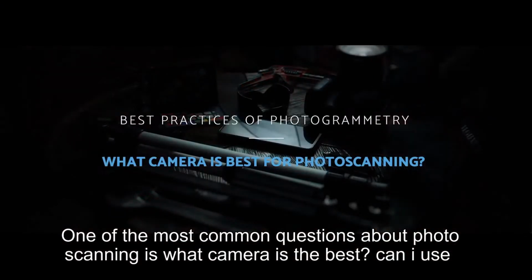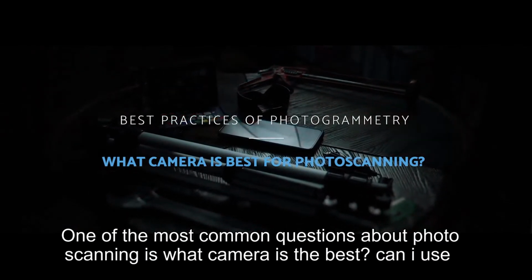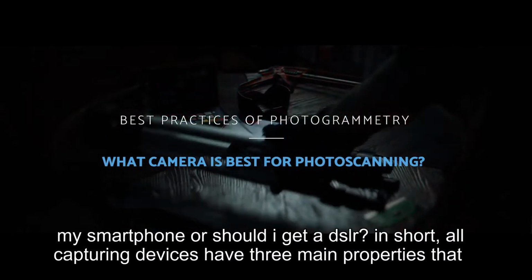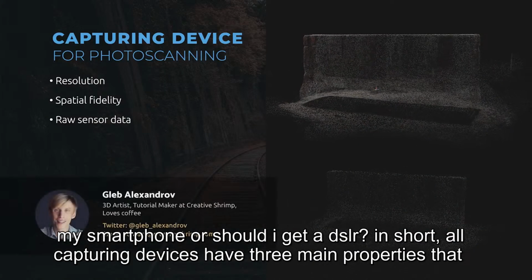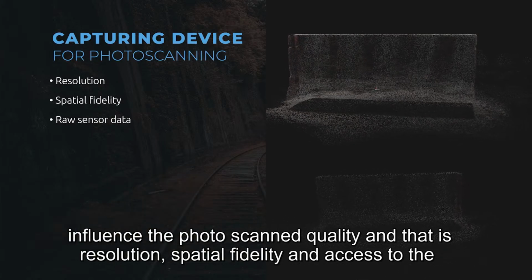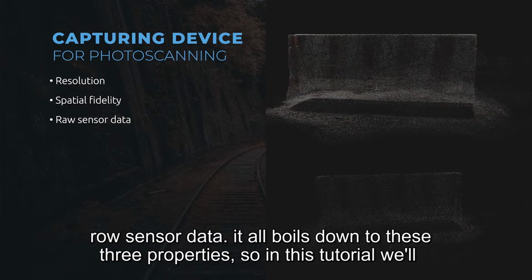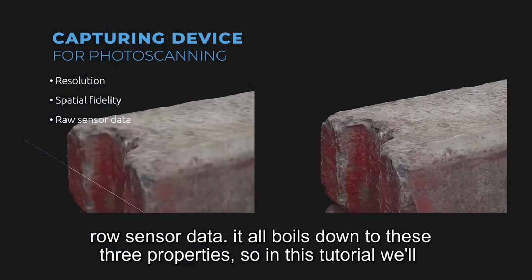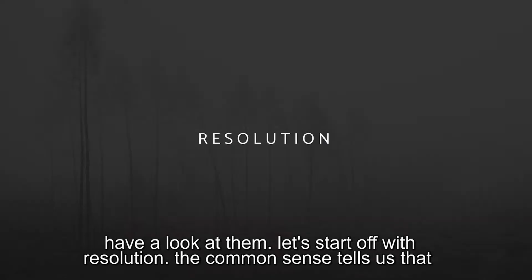One of the most common questions about photo scanning is what camera is the best? Can I use my smartphone or should I get a DSLR? In short, all capturing devices have three main properties that influence the photo scanned quality. And that is resolution, spatial fidelity, and access to the raw sensor data. It all boils down to these three properties, so in this tutorial we'll have a look at them. Let's start off with resolution.